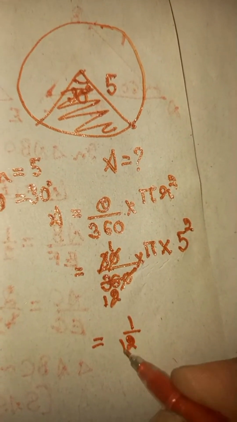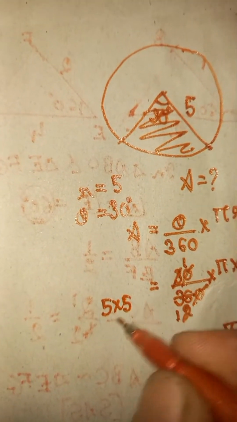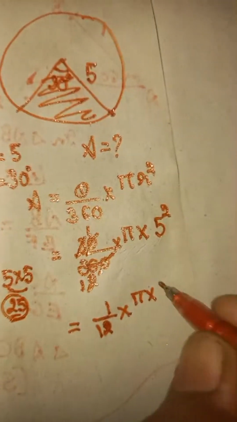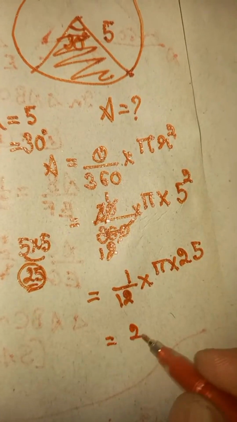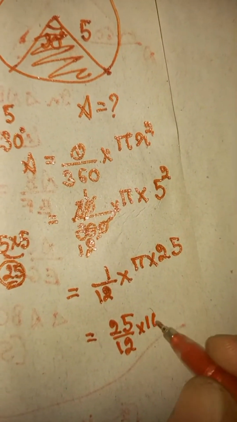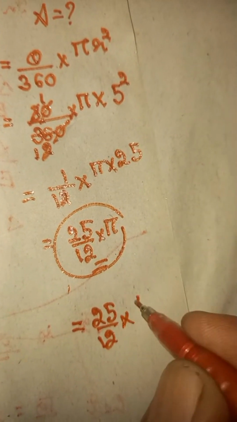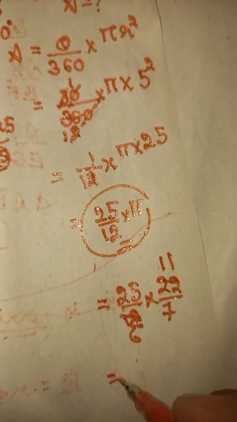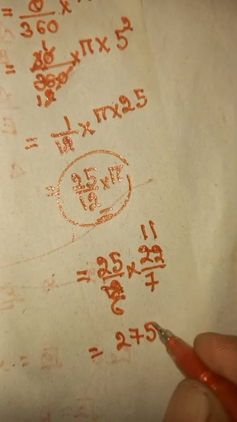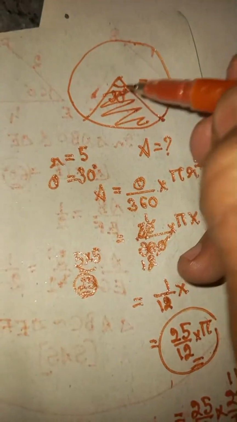So it's going to become 1 by 12 times pi times 5 squared, meaning 5 times 5, which is 25. So this is going to become 25. This 25 times 1 by 12, you can get it as 25 by 12 times pi square units, or you can simplify it further. That is 25 by 12 times 22 by 7. That is 2 sixes, 2 elevens. 11 times 25 is 275 by 6 times 7, 42. That is the actual area of this sector of a circle.